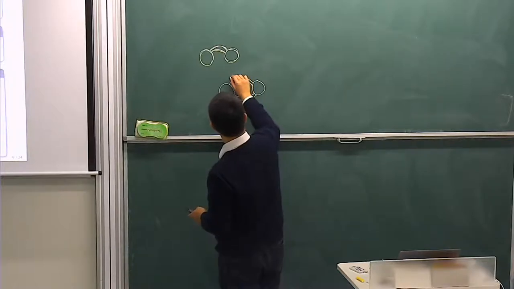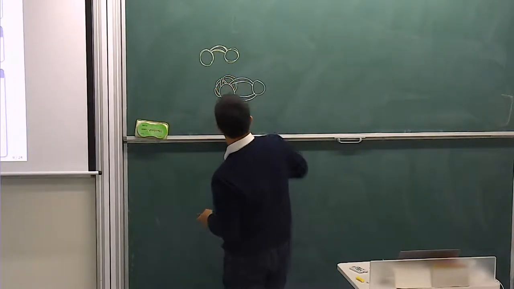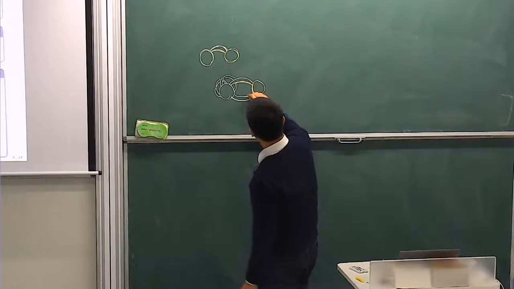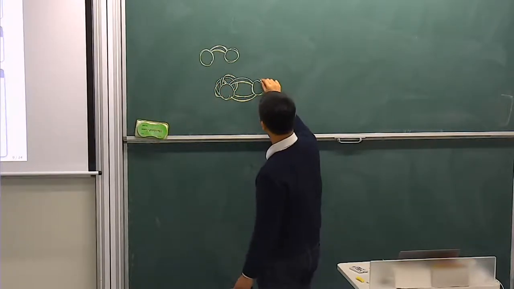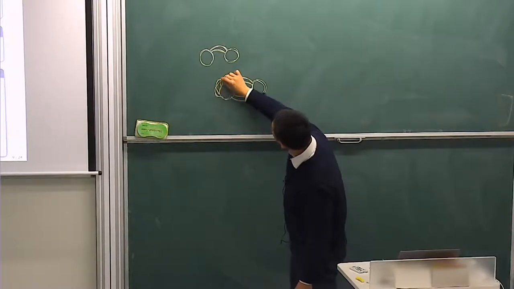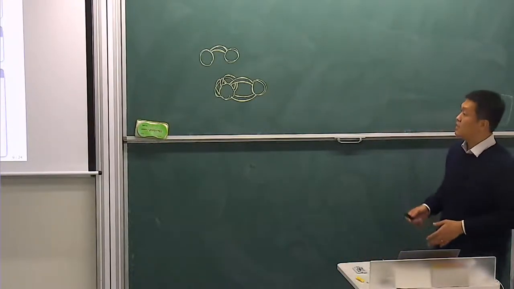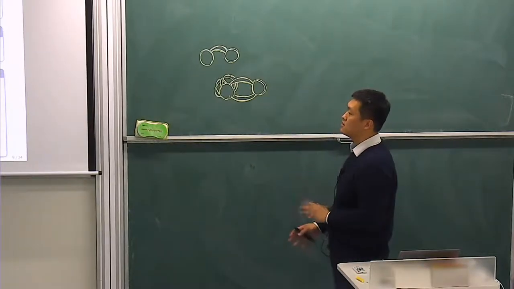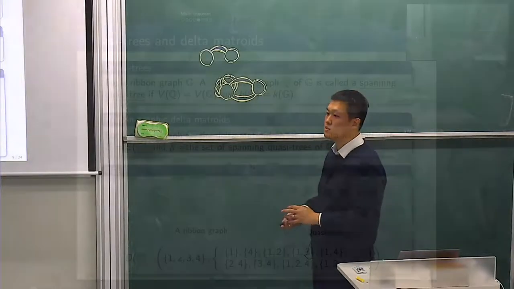So I'll draw it. And if you believe me that I'm not tricking you, and I follow all these edges here, you see that this one also has only one boundary component. So this is actually a quasi-tree. And then we can define a delta matroid from this ribbon graph like this. And you have to check that the set of spanning quasi-trees satisfies the symmetric exchange axiom.